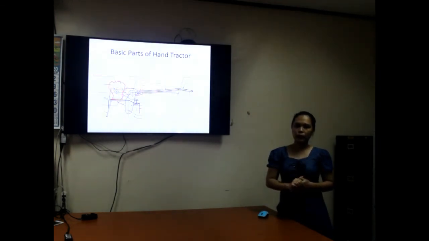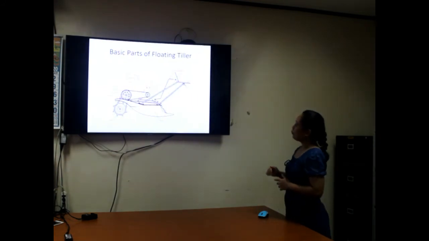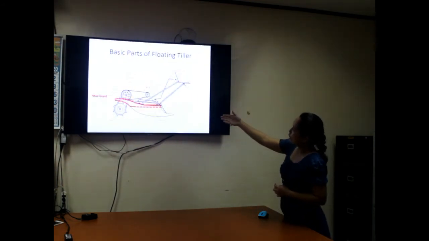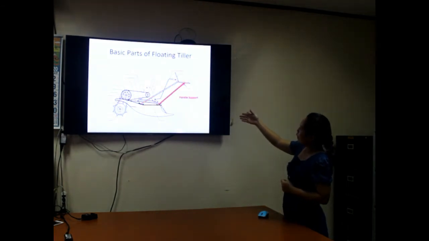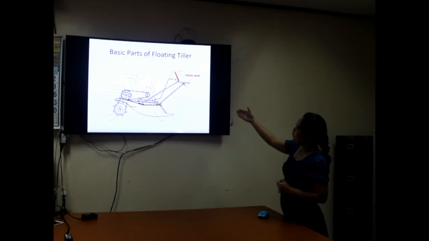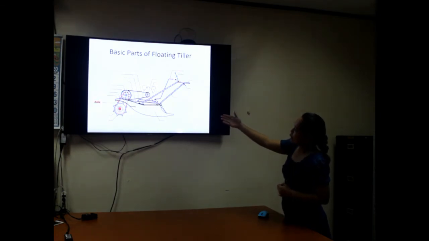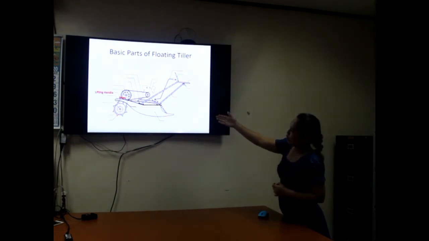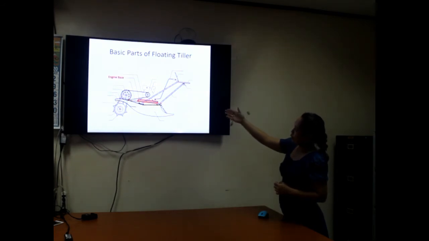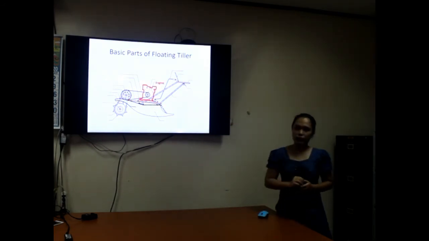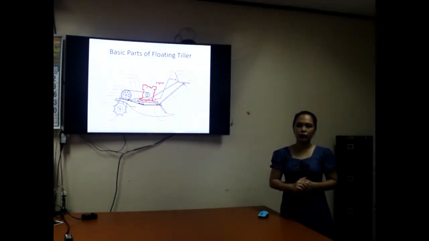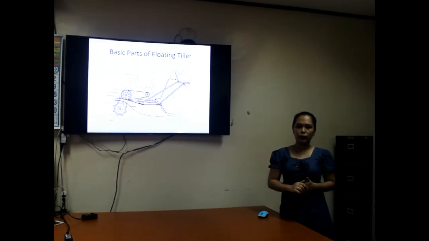For the floating tiller, we have the float, the mud guard, the handlebar, handle support, the throttle lever, the clutch lever, the clutch bar, the transmission case, the axle, the tilling wheel, we have tilling blades, the lifting handle, the input shaft pulley, the engine pulley, the V-belt, the mounting bracket, the engine base, and the engine. Any questions or clarifications regarding the basic parts of hand tractor and floating tiller class?